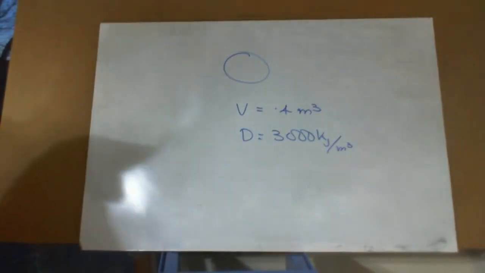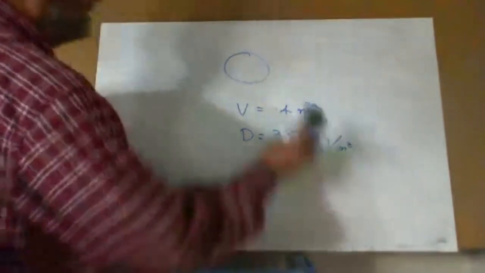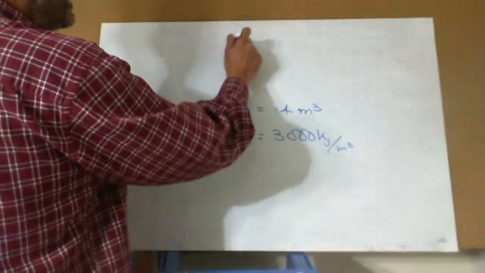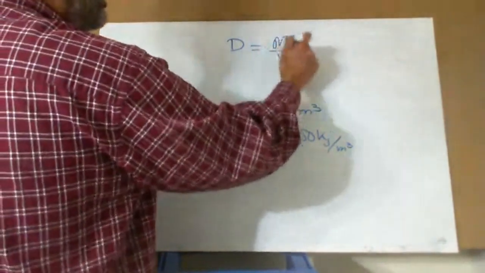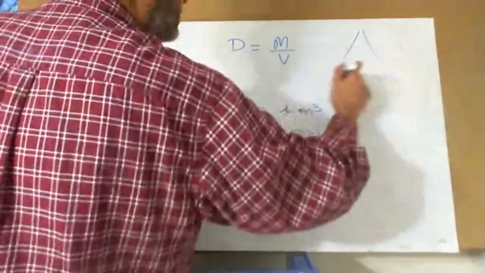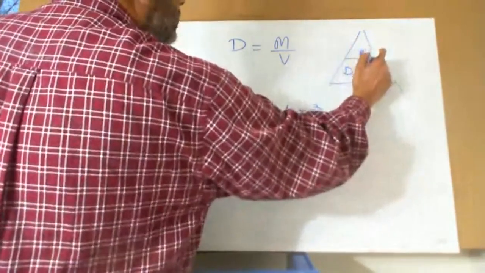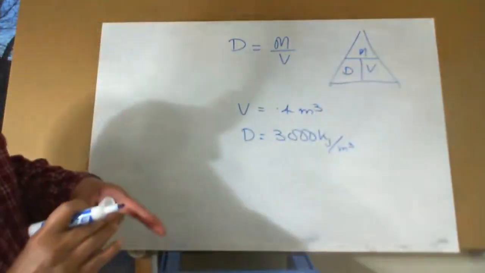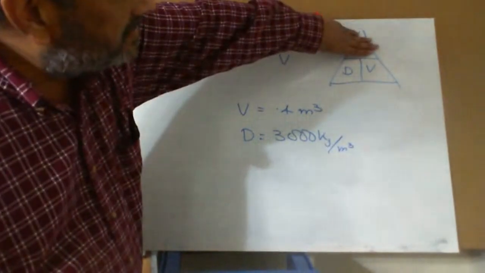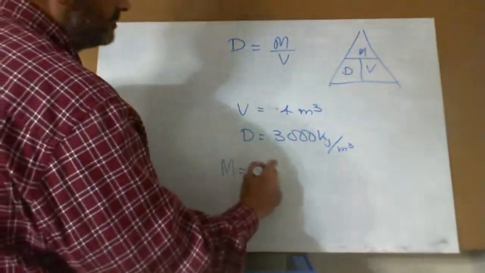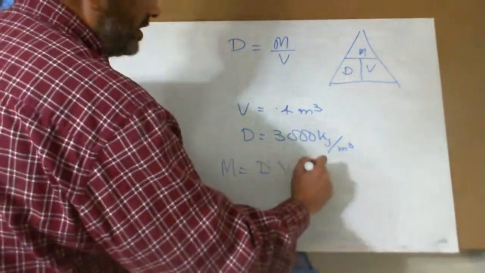Okay, so what is the mass? How do you find the mass? Remember, density is equal to m over v, right? Density is equal to mass over volume. So how do you find the mass? If you cover this, it's density times volume. So what do you get?